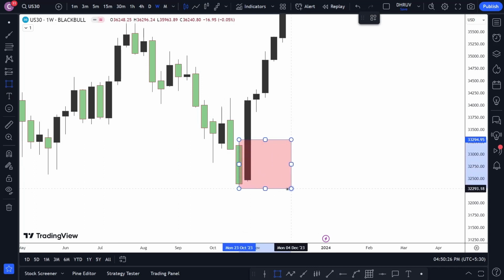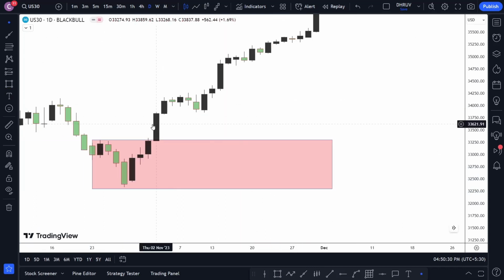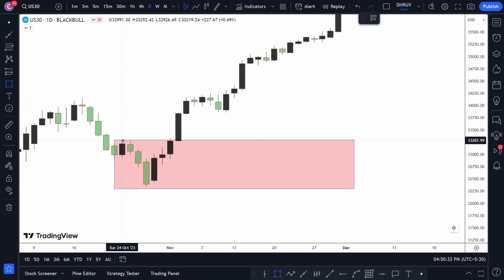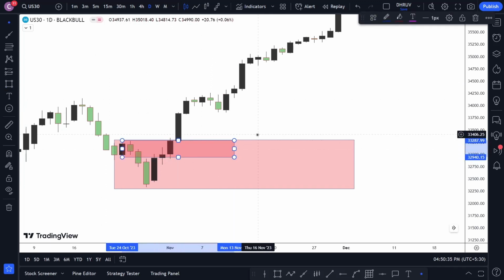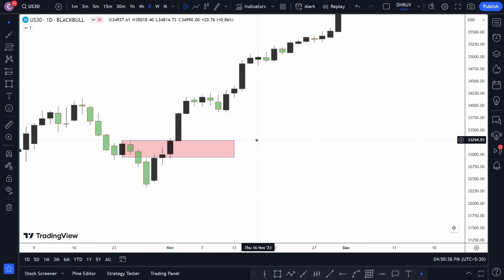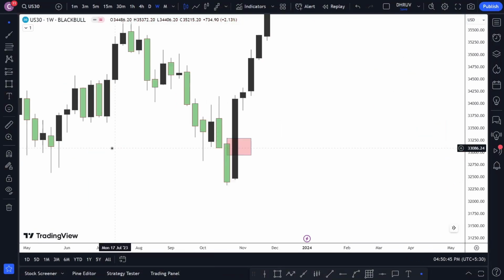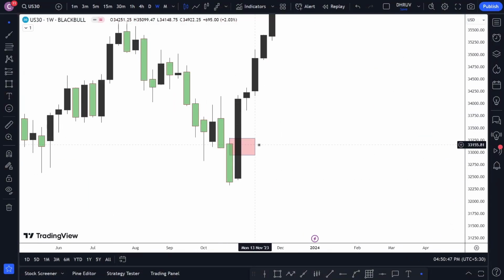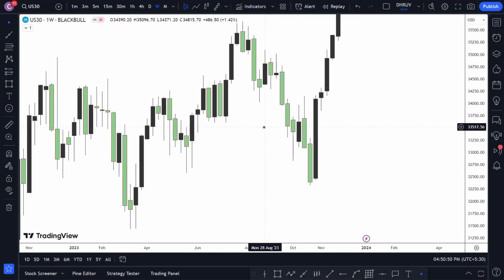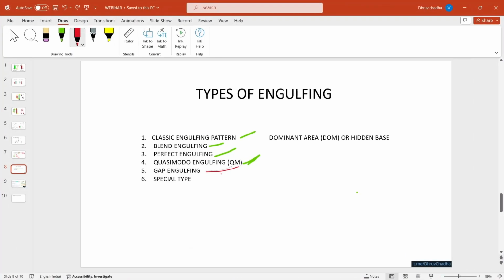Once again there is an example. This is a bullish engulfing, right? This is a bullish engulfing. So on daily we see what? We see an engulfing fail happening, right? That on the lower time frame we had an engulfing fail. That's why a bullish engulfing pattern formed on weekly, right? I hope you all understood till now.